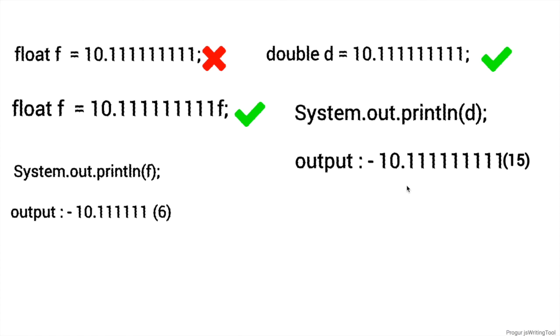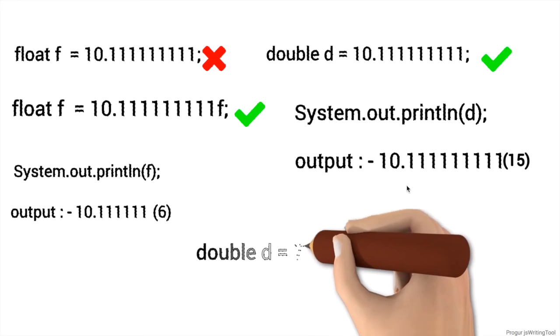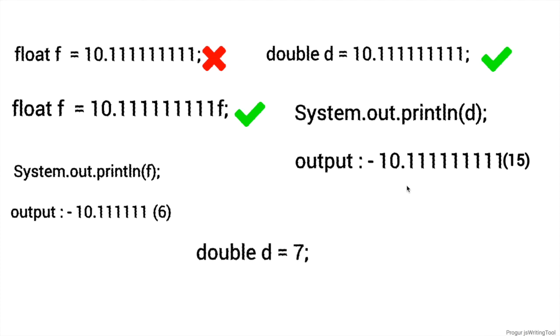Okay, now let's talk about another confusing thing for beginners. Guys, if I write double d equal to 7, is it valid? I'm trying to store a value 7, which is an integer value, in a double type. We know that double is used to store numbers with a decimal point, and we're storing an integer value in a double type, that's d. Is it valid? You need to keep in mind that you can do this. You can store an integer value in a double data type. There is no problem in it.